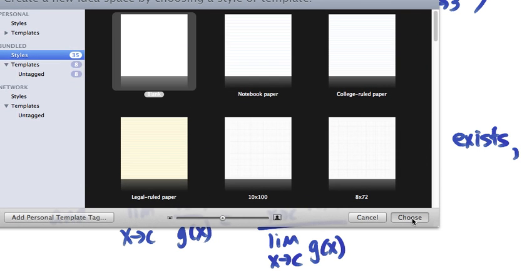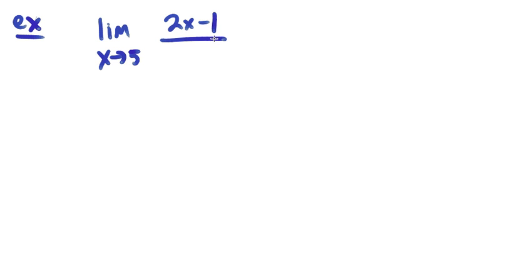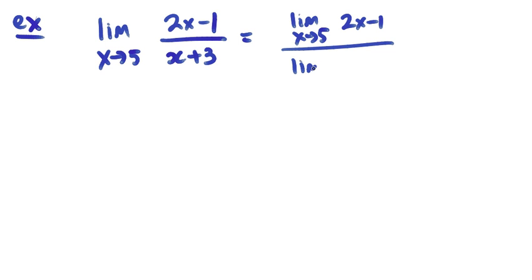An example of this is the limit as x approaches 5 of 2x minus 1, there's your f of x, and x plus 3, there's your g of x, and you can separate this out into the limit as x approaches 5 of 2x minus 1, all divided by the limit as x approaches 5 of x plus 3. As we've seen in the past, we can simply do substitution. So you get 10 minus 1, which is 9, and 5 plus 3, which is 8.